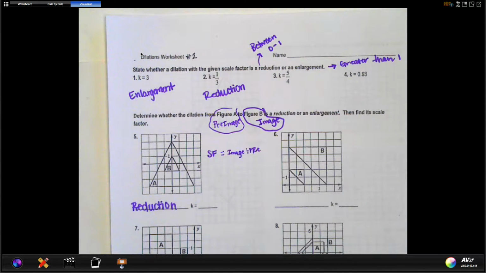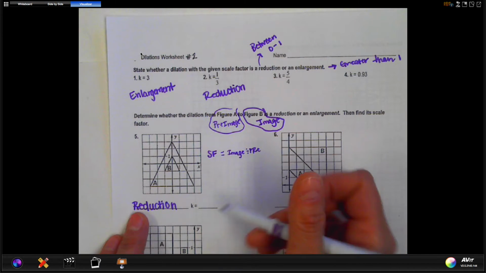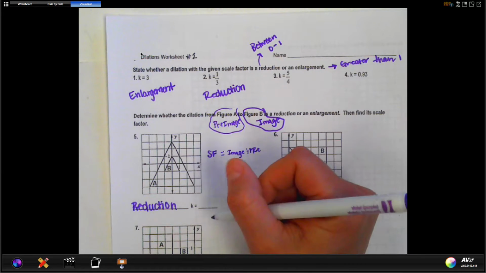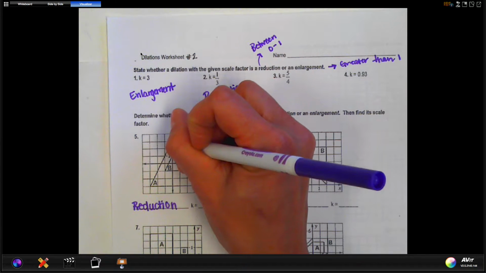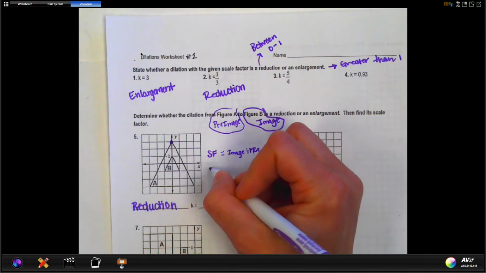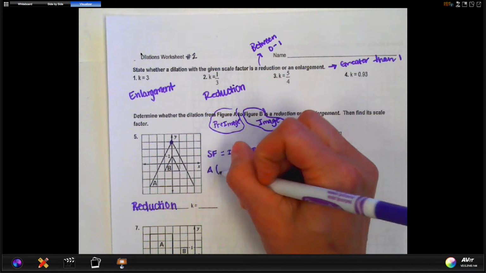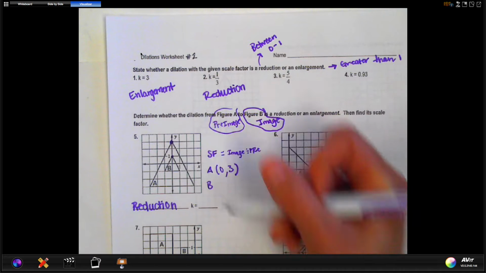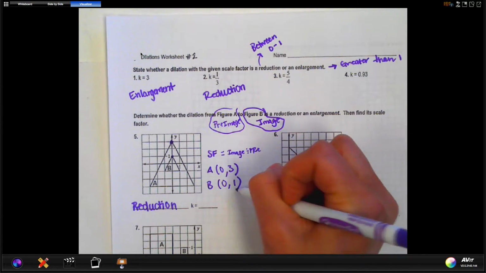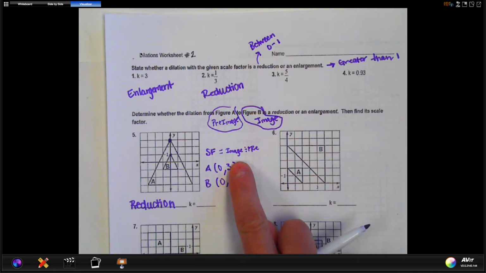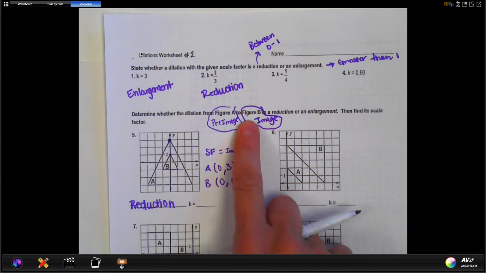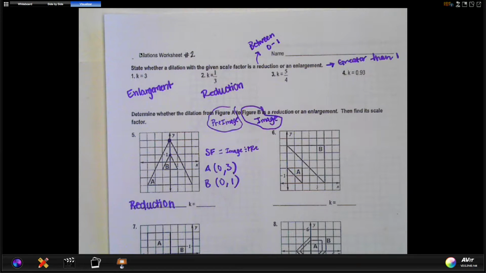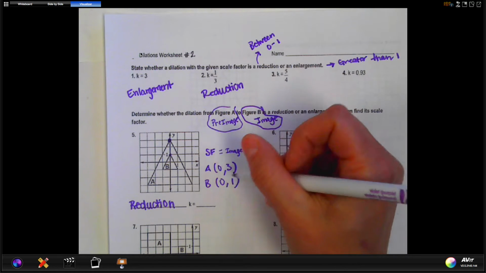Okay, and so in this case, we need some ordered pairs. So A is the larger triangle, and what I would do is pick the easiest point. For me, I'm going to pick this top point. A is at 0, comma, up 1, 2, 3. And the corresponding point on B is going to be at 0, 1. Our second one is B, the image, divided by the pre-image. Now, we cannot use the zeros because 0 divided by 0 is not going to work for us. So we have to use this one in this case.